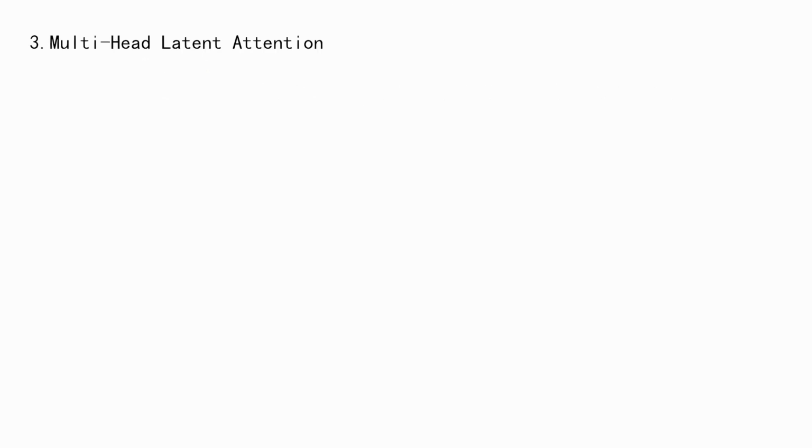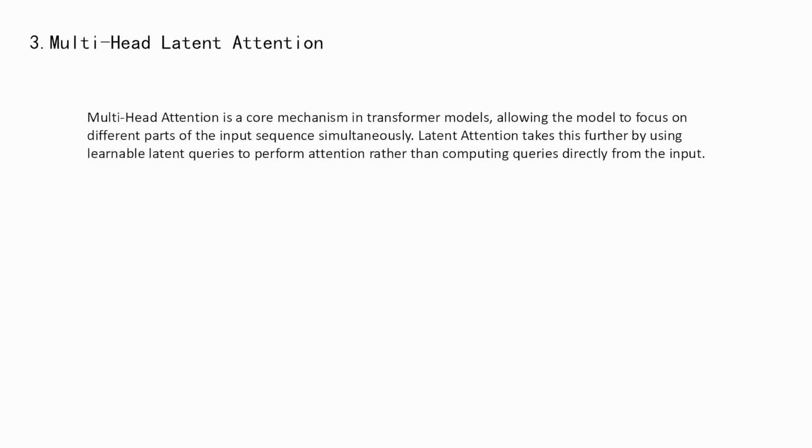Multi-head latent attention. Multi-head attention is a core mechanism in transformer models, allowing the model to focus on different parts of the input sequence simultaneously. Latent attention takes this further by using learnable latent queries to perform attention rather than computing queries directly from the input. For multi-head attention, we split the input into multiple heads and perform attention in parallel. The outputs from each head are then concatenated and projected back into the original dimension.